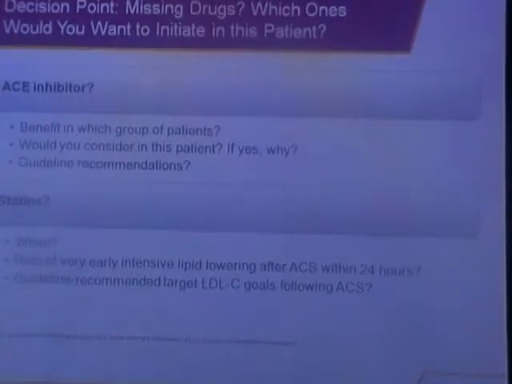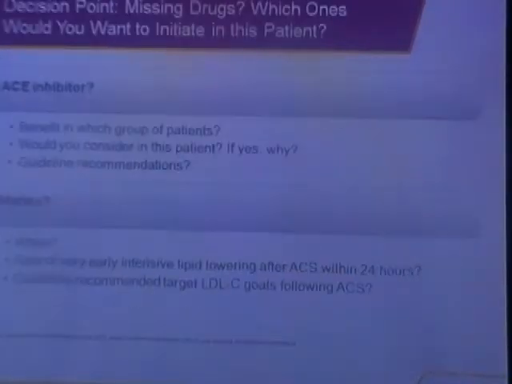So in this general approach, if there are any missing drugs, one thing missing is an ACE inhibitor. An ACE inhibitor should generally be added to all patients with acute coronary syndrome, especially those who have diabetes, who have hypertension, and people who have LV dysfunction of any degree. They should receive ACE inhibitors. And statins, again, as I told, there is a role for a high dose statin in acute coronary syndrome to bring down the inflammatory marker level and stabilize the patient.